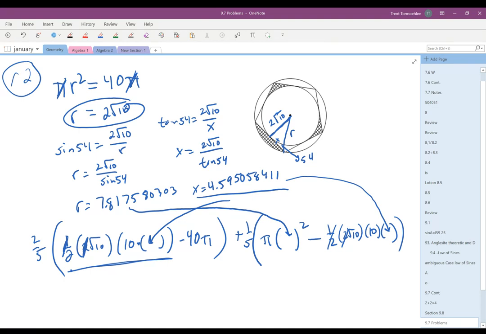Then I'm going to do the same thing, but this time instead of 2/5, it's going to be 1/5, so 0.2, times pi. Remember that the radius of the big circle is right here in my calculation, so I'm going to type that in and square it: 7.817580303 squared, minus the area of that pentagon, which is just the square root of 10 times 10 times the x value, which again is my answer. Then I work all that out, and I end up with 17.20. And that is the correct answer to this problem.